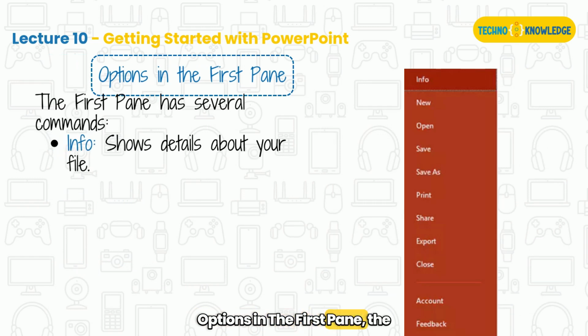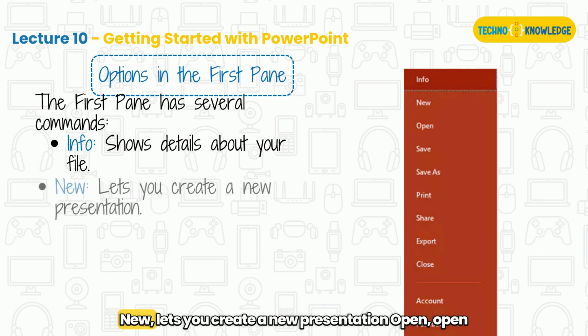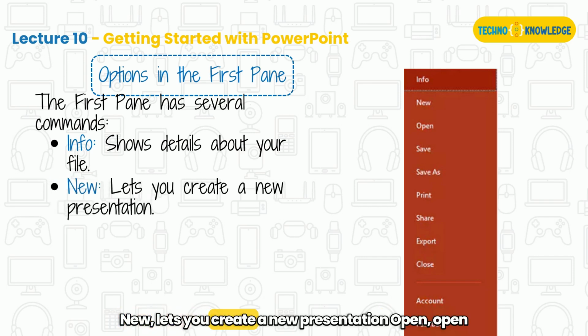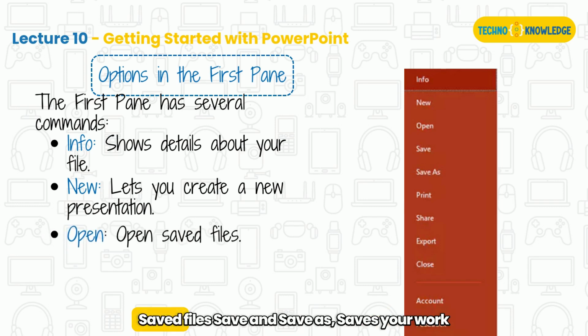Options in the first pane. The first pane has several commands. Info shows details about your file. New lets you create a new presentation. Open opens saved files.